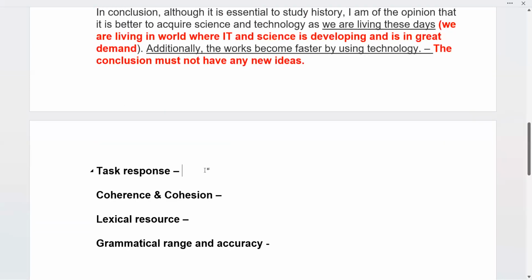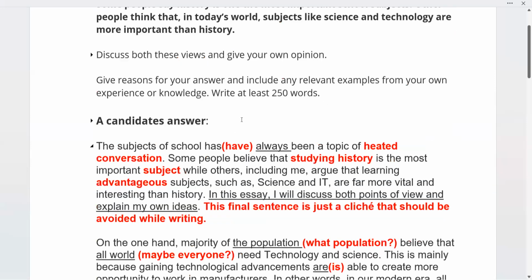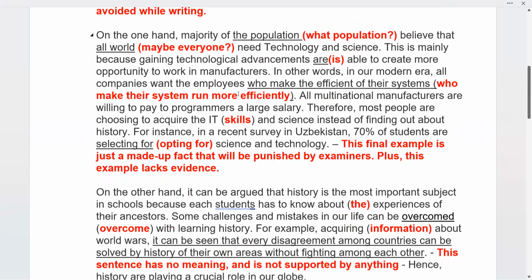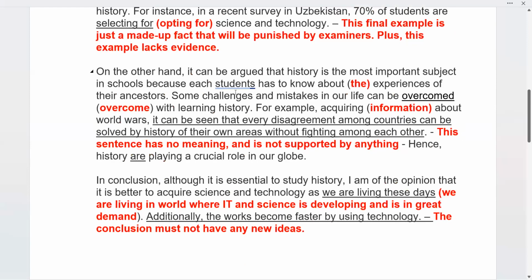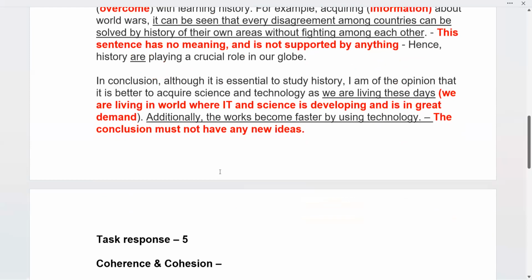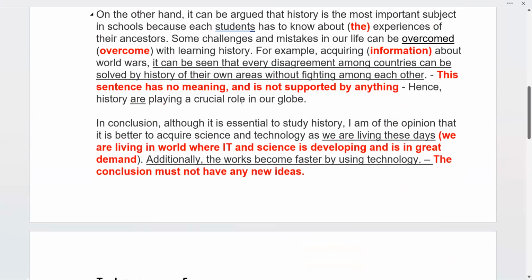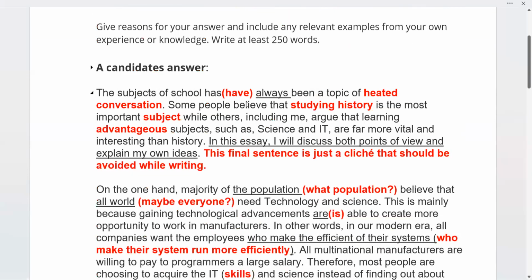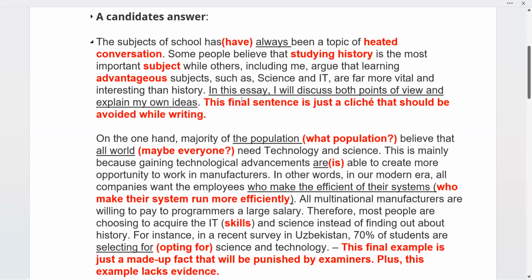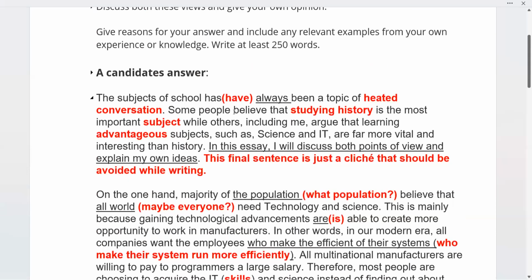So task response, because it doesn't make much sense, I'm going to give 5. The candidate tries to give some idea, tries to include all the necessary parts, but still the idea is not really clear, and there are lots of ideas which are not supported, and we also don't have a good conclusion. Coherence and cohesion will probably get a similar score or maybe even a lower score, I would argue.